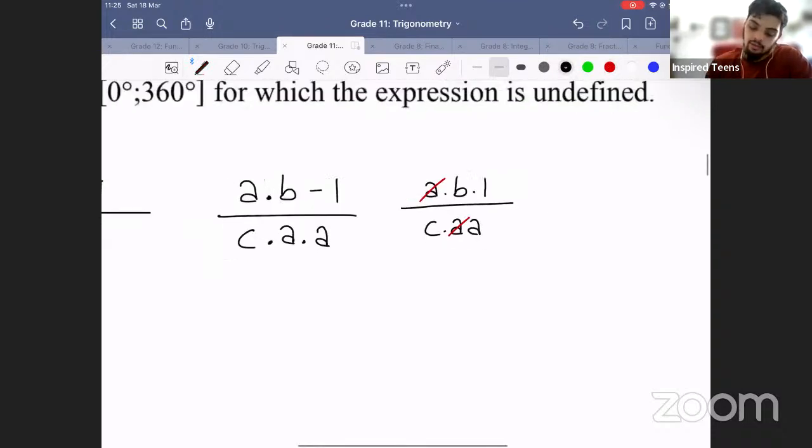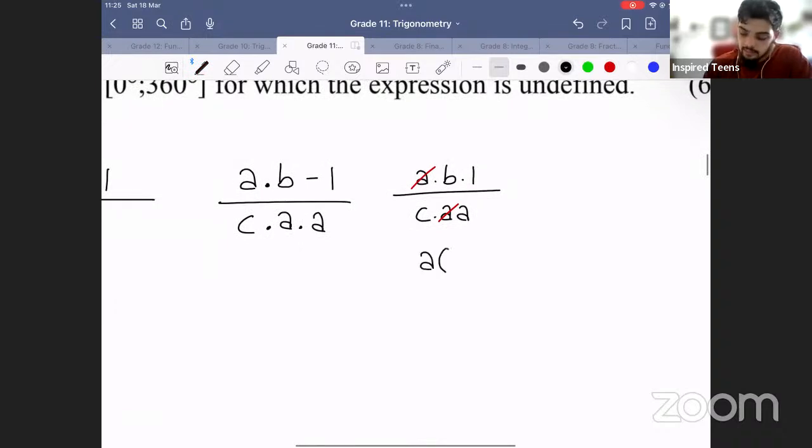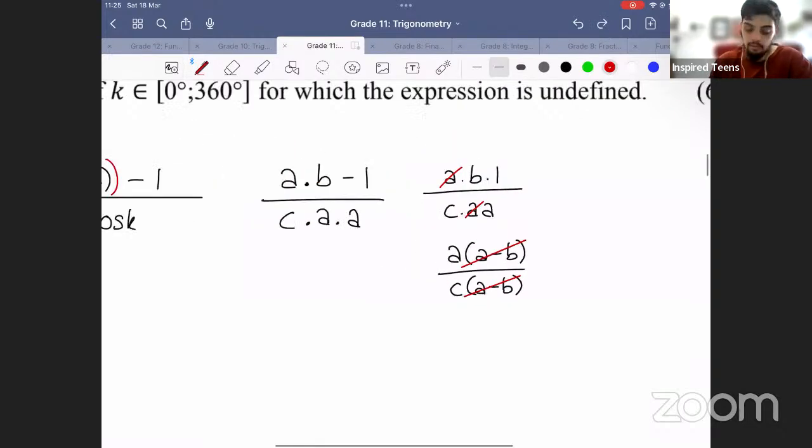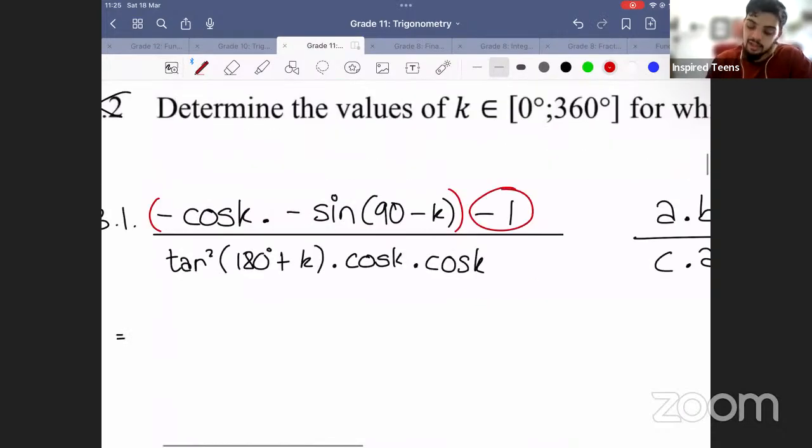If I had, for example, a times (a minus b) over c times (a minus b), now I can cancel when there's a negative. But you see, in this case, I'm canceling out the whole thing with the negative. So if you're going to cancel, you have to be able to cancel everything. And I can't do that because it's not common on top and at the bottom. So this minus is preventing us from canceling that and that, okay? Because I have to cancel everything then.